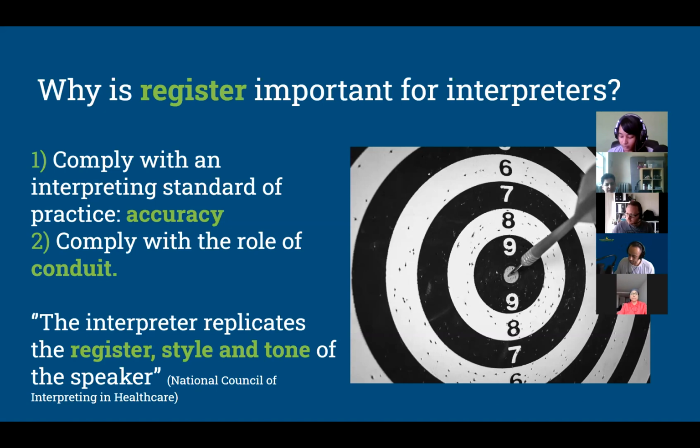And also, as an interpreter, we have to be conduits. But again, about register, if we change the meaning, for example, if a patient says, this doctor is a jackass, and you say, the patient doesn't really like you, doctor, you are not being accurate. You are changing the register, because he used jackass, which is a pretty offensive word, and you have to say it that same way. You cannot say something to make it sound better or more polite. It has to be just as it is.